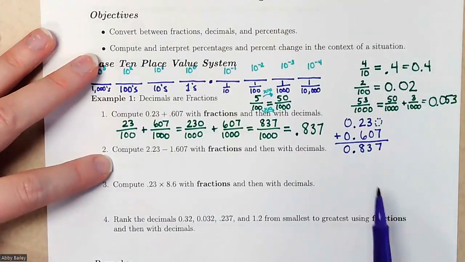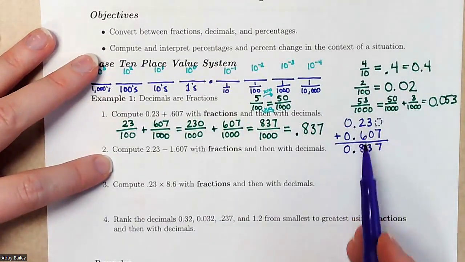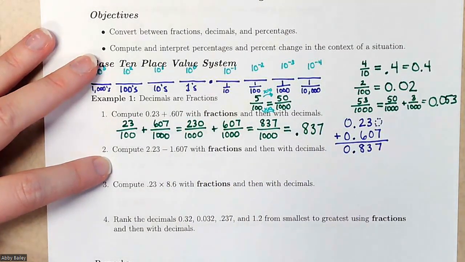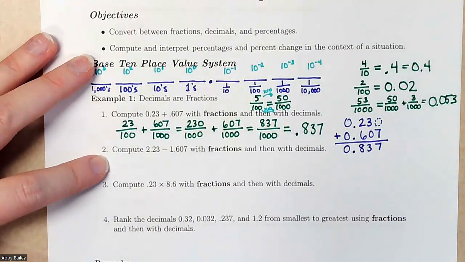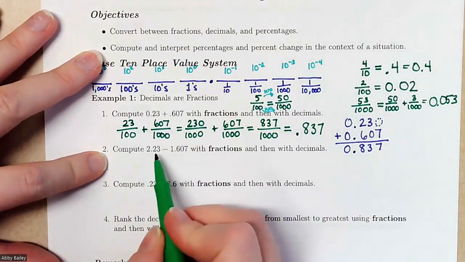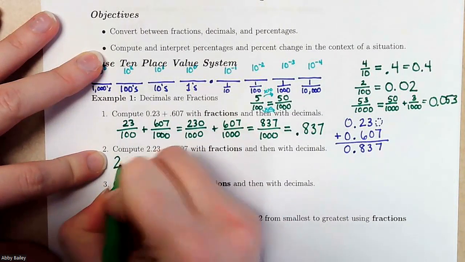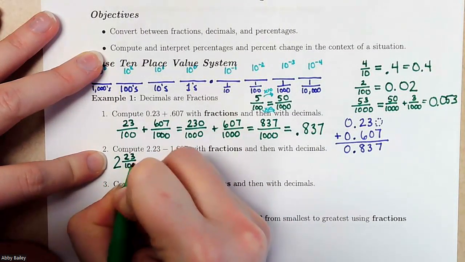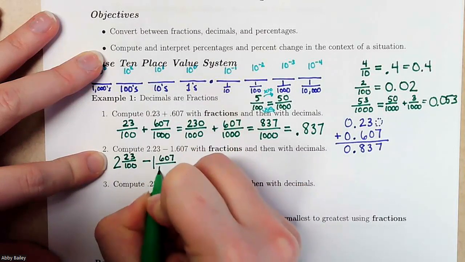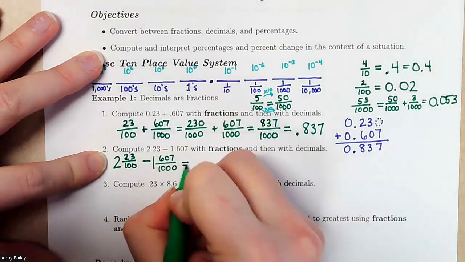Close, but notice how lining up all of the place values also matches the computations with the actual fractions. So let's rewrite this one. So 2 wholes, 23 100ths, minus 1 whole, 607 1,000ths.